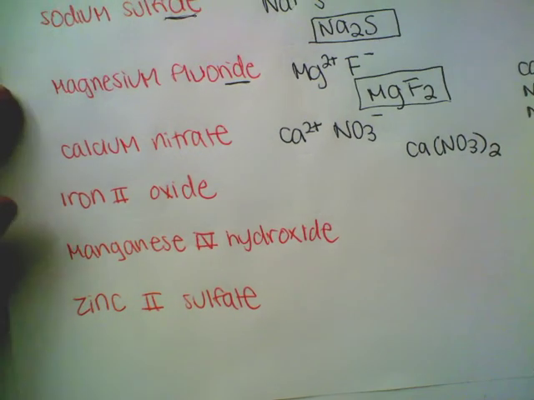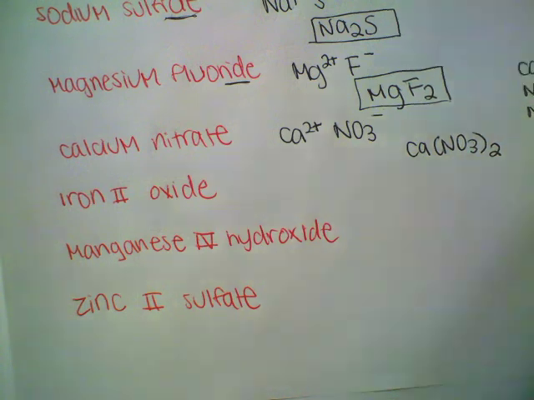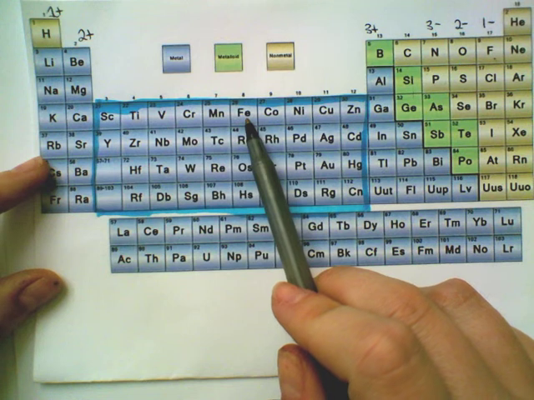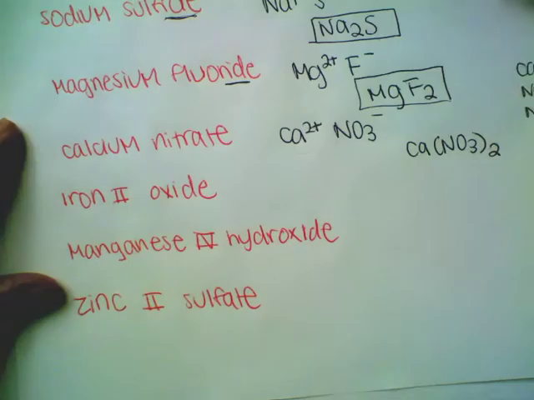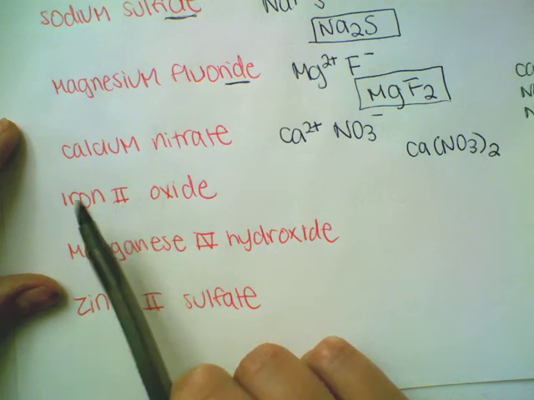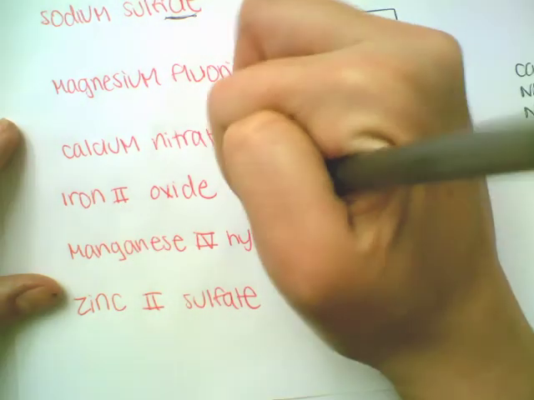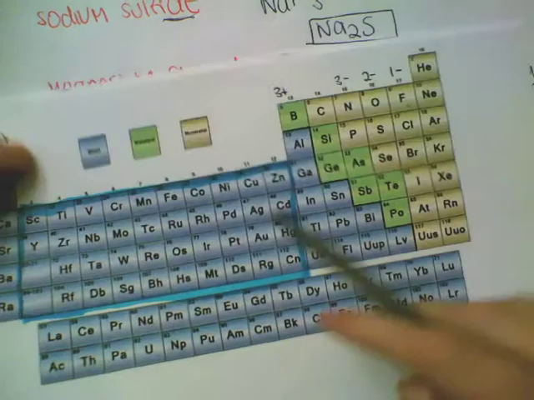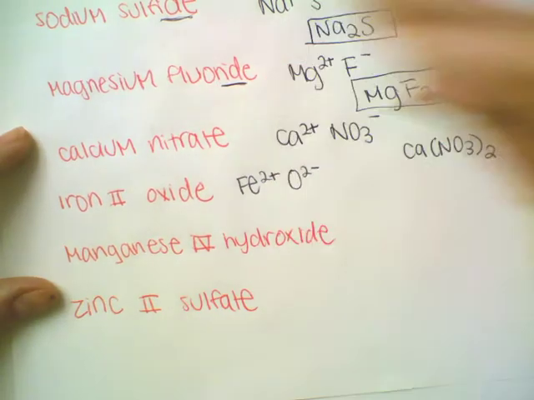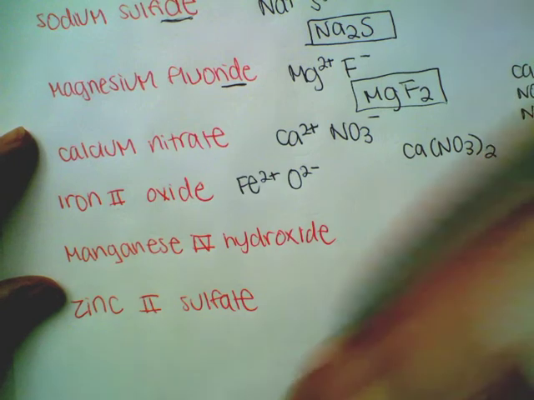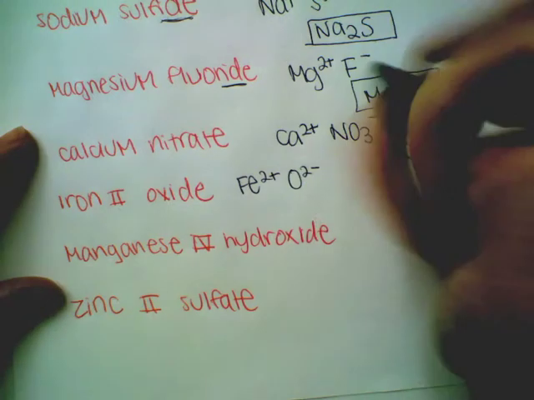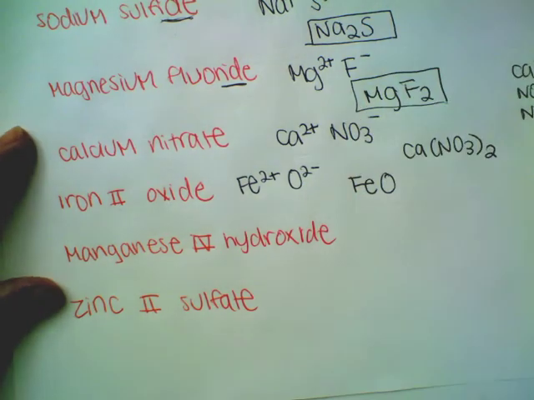Okay, iron 2 oxide. Iron is a transition metal, so that's why the charge was given to you. This Roman numeral is the charge on iron. So what that means is we have Fe2+, iron 2, and then oxygen has a negative 2 charge. If we just combine these the way they are, that's going to add up to 0. Positive 2 plus negative 2 equals 0. So our formula will just be FeO.